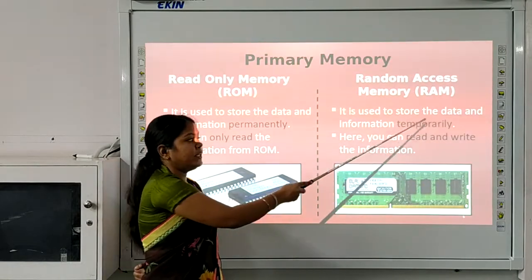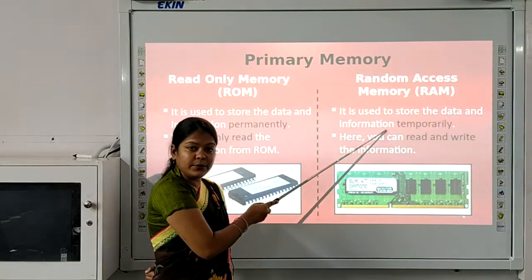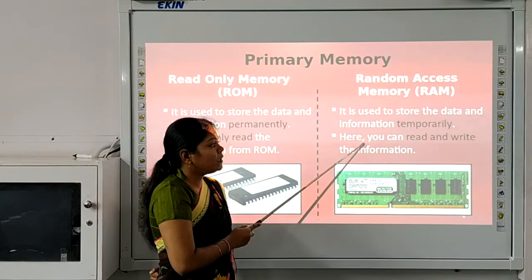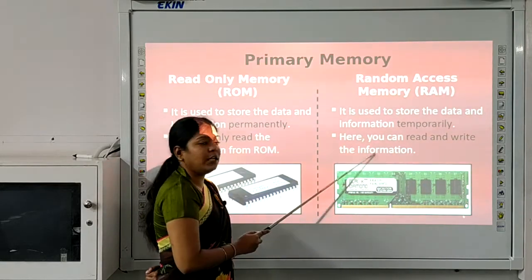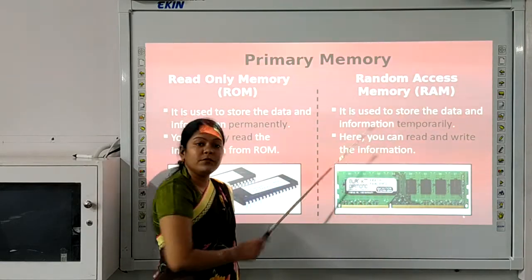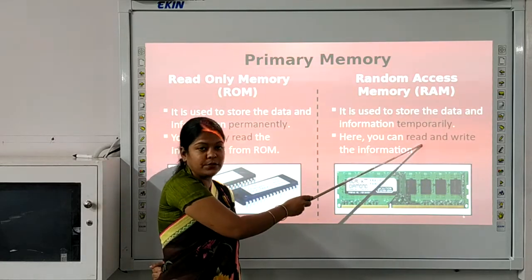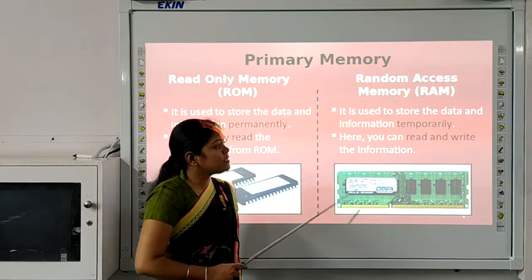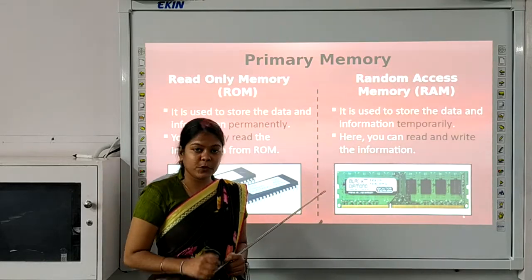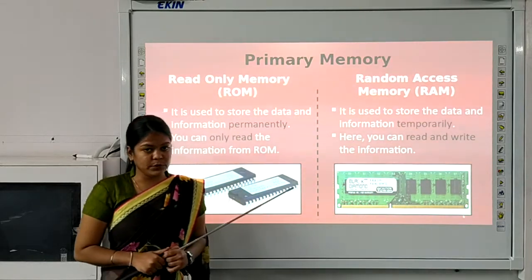So RAM stores the data and information temporarily, for a temporary period of time. Here you can read and write the information. So in RAM we can read and write the information. That's why it is also known as read and write memory. Okay. So RAM is also known as read and write memory. Hum RAM ko read and write memory bhi bolte hain.